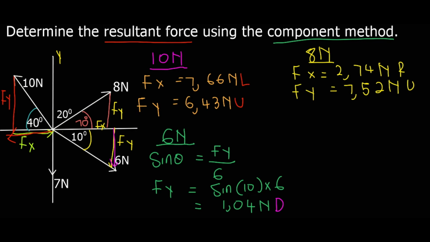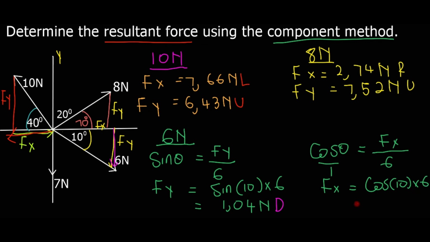And then now let's find fx. Finding fx go šomiša cos. Re la gore ke tlo re cos theta e lekana le adjacent, which is fx, over hypotenuse. And then from there re la gore fx e lekana le cos 10 times 6, and then the answer is 5.91 newtons to the right ke fx. And then now from here ke tlo dira in this way.